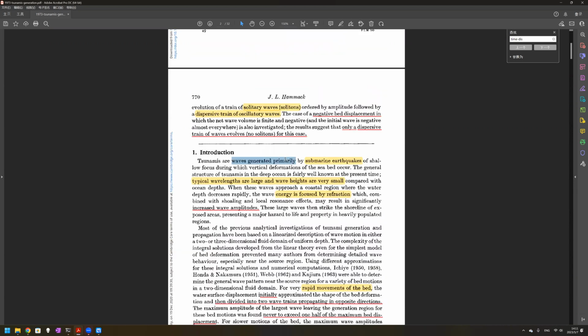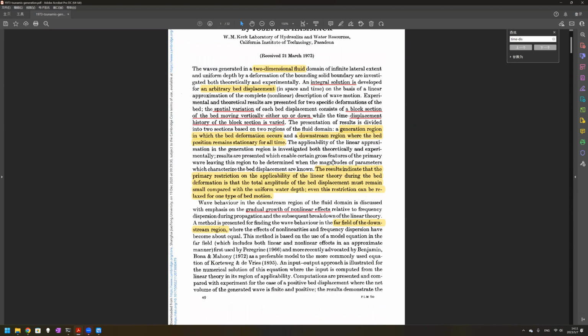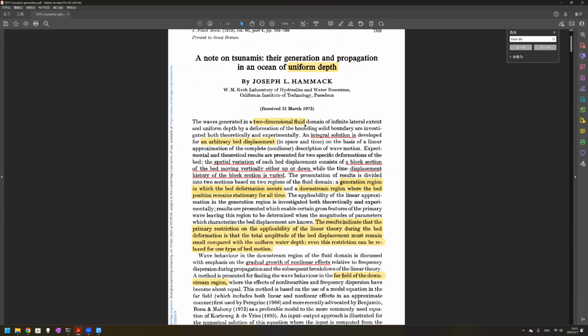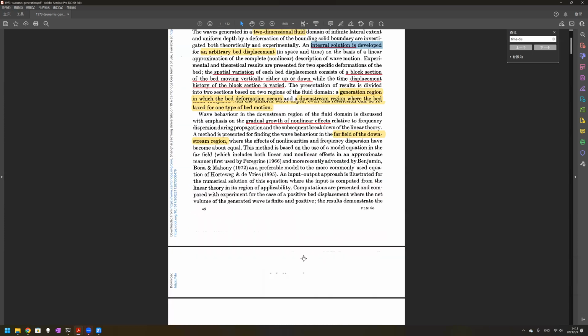They're waves generated by submarine earthquakes, and they have large typical wavelengths, with small wave heights compared to the ocean depth. And in this paper, the problem is only confined to a two-dimensional fluid domain with uniform depth and infinite lateral extent. And this paper gives an integral solution.